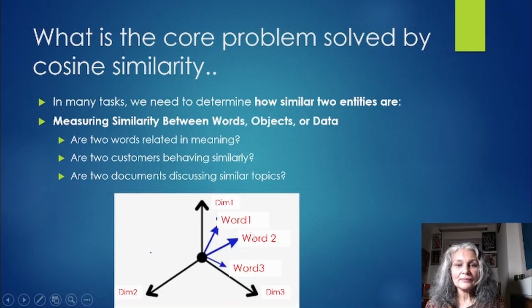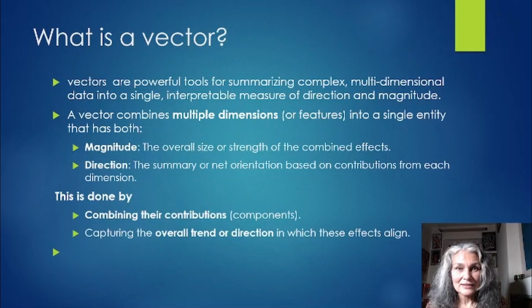This schematic below shows that we have three dimensions. I won't specify what they are. And there are three word vectors. Our challenge now is how do we determine which of these words are closer to each other and which ones are closer in meaning or in some sense usage than other words. That is basically the requirement that needs to be determined by cosine similarity.